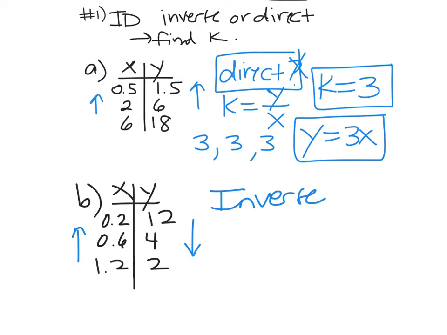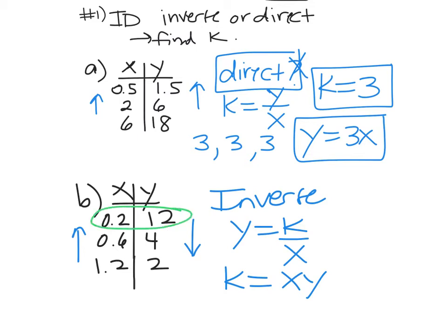So if it's inverse, that means that y equals k over x. Y equals k over x for an inverse. So let's find out what k is. If it's inverse, k is equal to what? Multiply both sides by x. K would be x times y. Remember yesterday their products were all equal to each other when it was inverse? Same thing here. So let's find out all of their products.